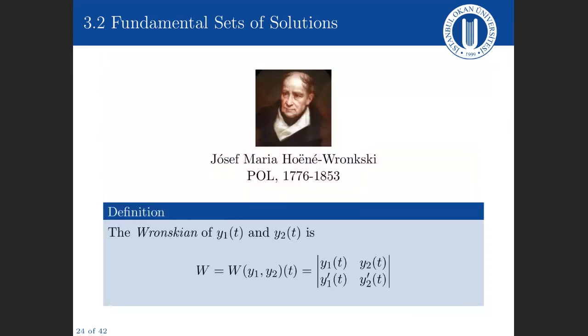We also need something called the Wronskian, which is named after a Polish mathematician called Wronski. You will remember this hopefully from the linear algebra course. In this course, we're going to use the Wronskian. Capital W is the determinant of the 2 by 2 matrix with rows y1, y2 and y1 prime, y2 prime.